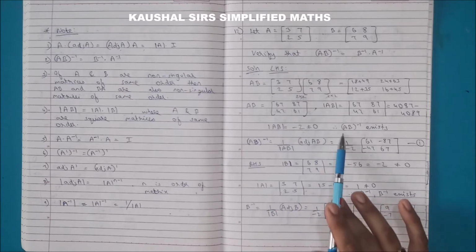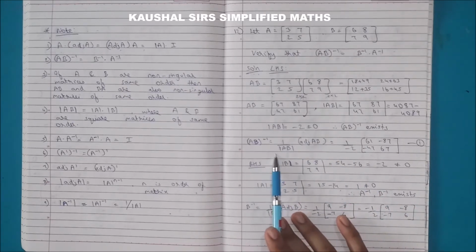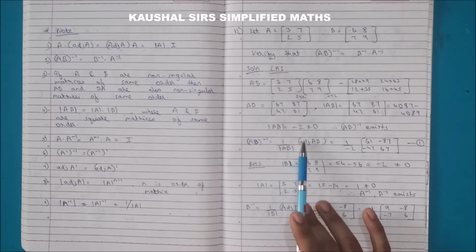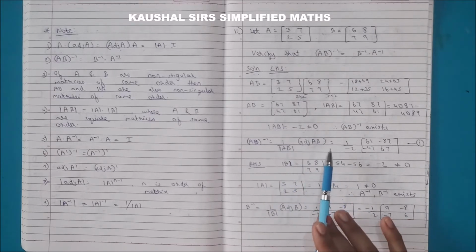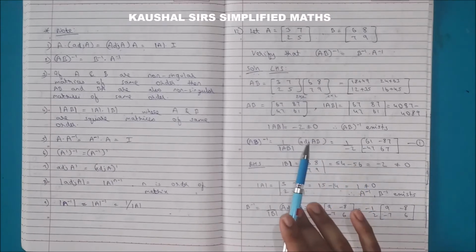तो पहले आपको ये प्रूफ करना पड़ेगा कि (AB) inverse exist करता है. Then we write down the formula for (AB) inverse, which is 1 upon determinant of AB into adjoint of AB. Now determinant of AB we have got minus 2, so we put the value. Students, in the last lecture I have told you how to find adjoint of a 2 by 2 matrix by the shortcut method. Okay, तो क्या करेंगे?